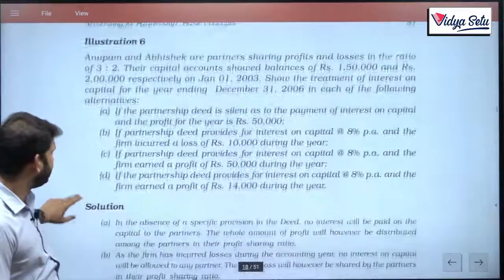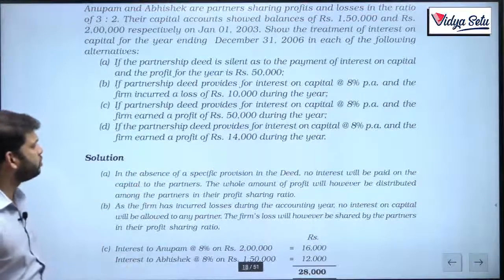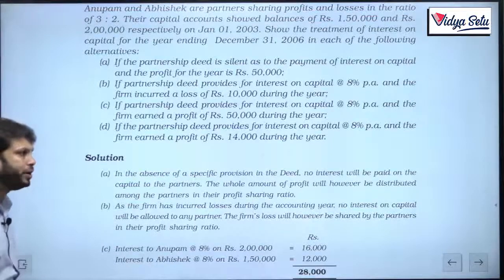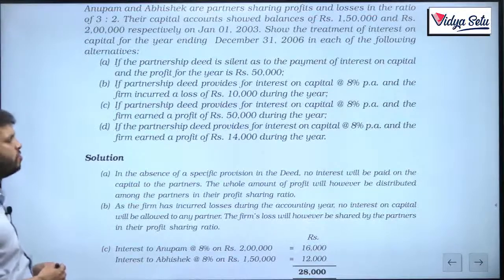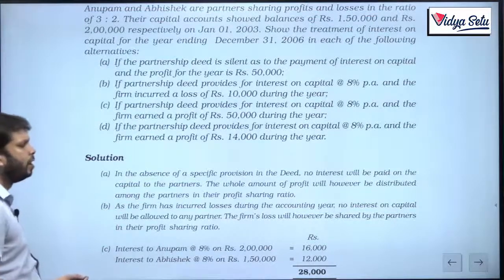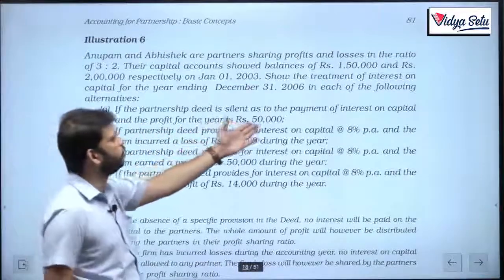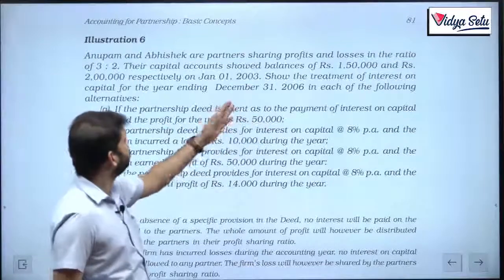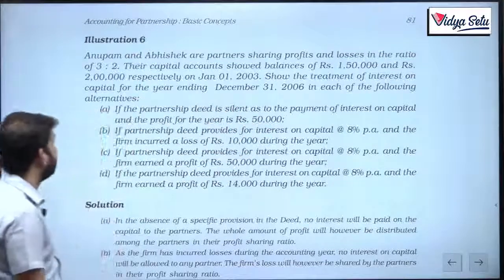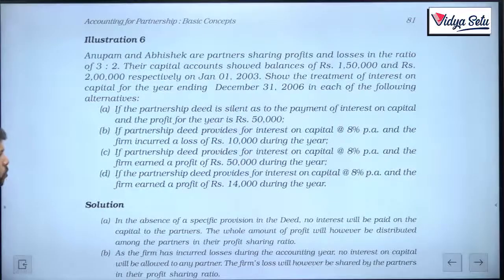In the absence of specific provision in the deed, no interest will be paid on the capital to the partners. The whole amount of profit will, however, be distributed among the partners in their profit sharing ratio. So we calculated 50,000 divided in 3:2, so 30,000 and 20,000.